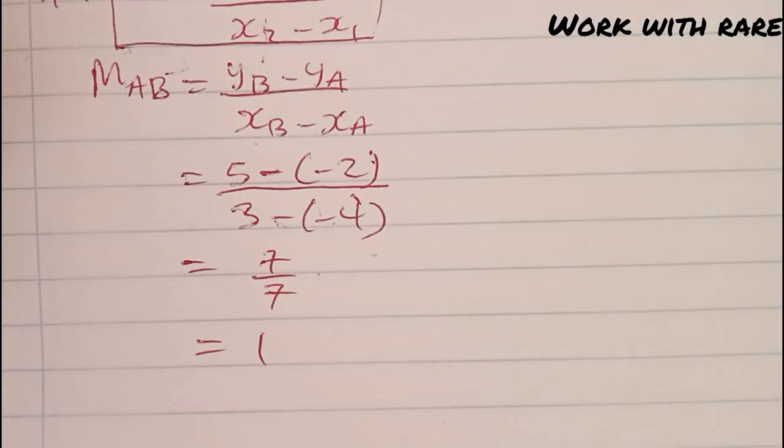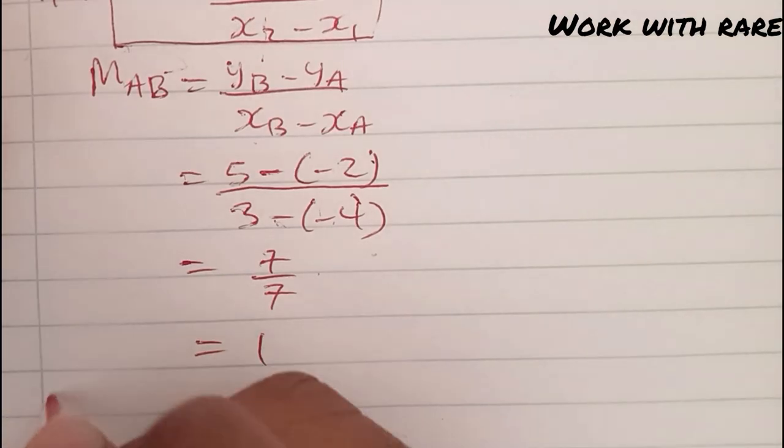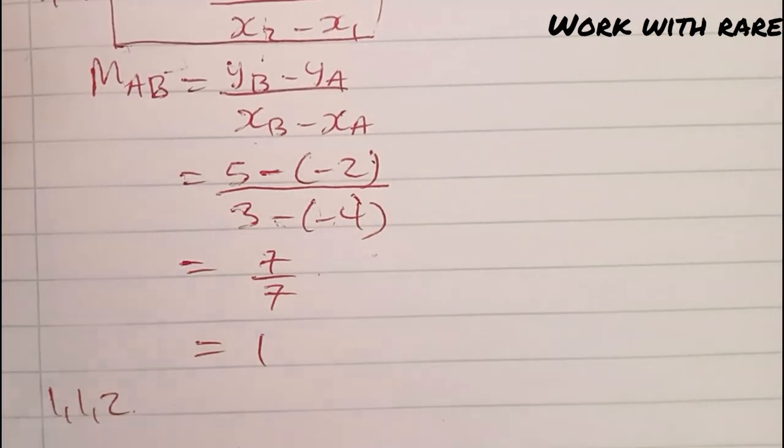So question number 2, which is 1.1.2, says we should calculate the length of AB. Okay, it's still talking about AB, right? But this time it's not the gradient, it's the length. So for the length, we are going to use the distance formula. So you have to know the distance formula.